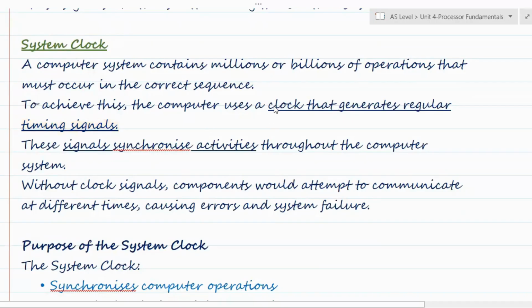So, this clock generates regular timing signals, and these signals synchronize activities throughout the computer system. Without clock signals, components would attempt to communicate at different times, causing errors and system failure. So that is why the system clock is very, very important.